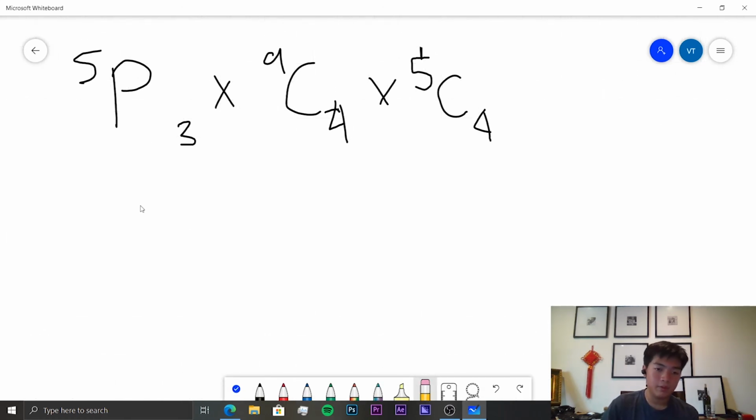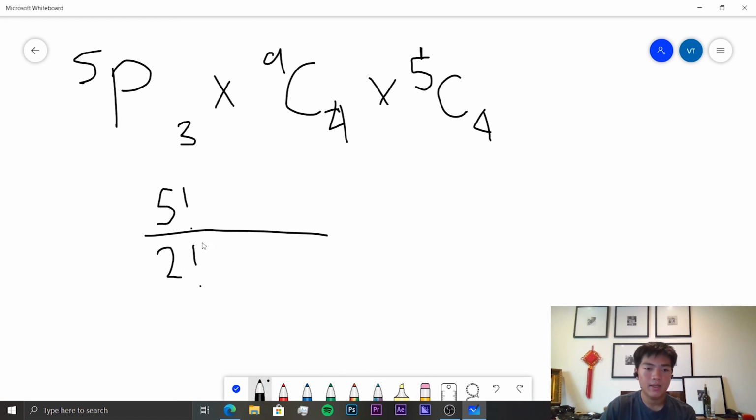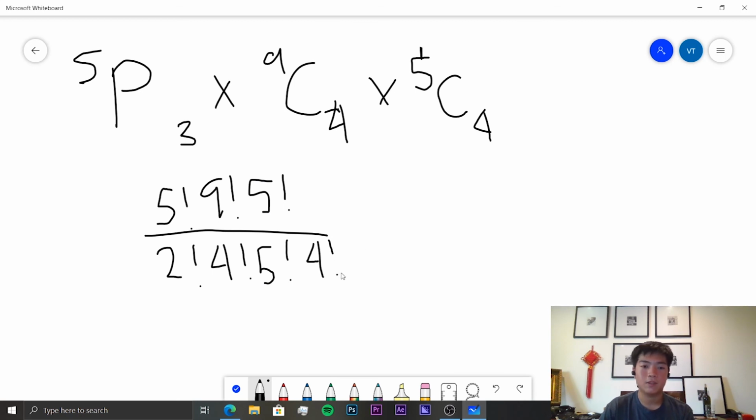5 permute 3 is 5 factorial. Let's put this all into 1 fraction. So 5 factorial divided by 5 minus 3 factorial, which is 2 factorial. And 9 choose 4 is equal to 9 factorial divided by 4 factorial times 9 minus 4 factorial, which is 5 factorial. And then we have 5 factorial here times 4 factorial times 5 minus 4 factorial, which is 1 factorial, which is just 1, so we don't need to include it.